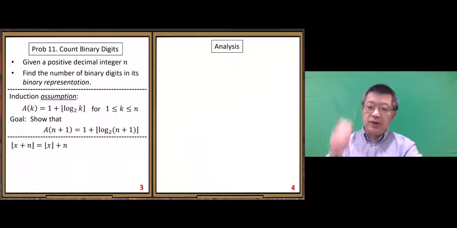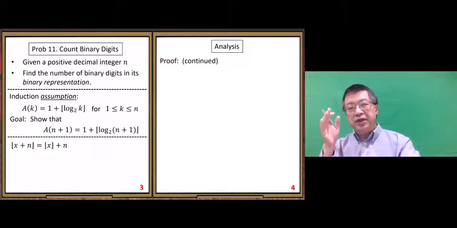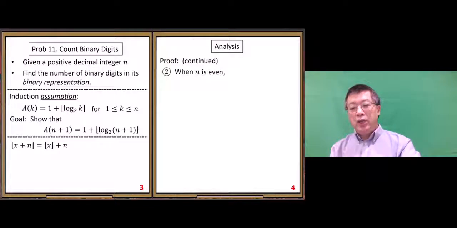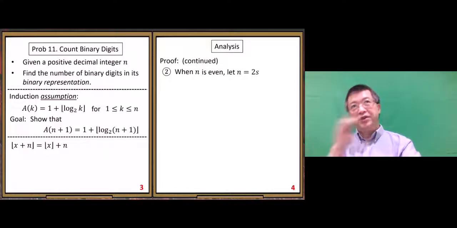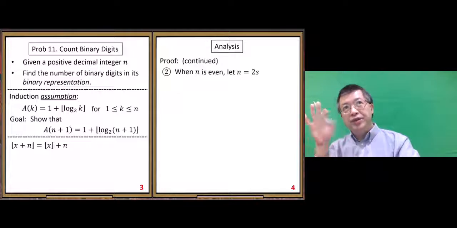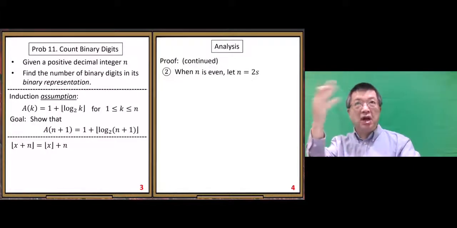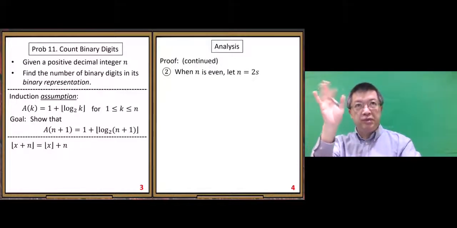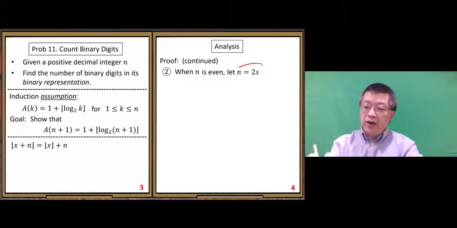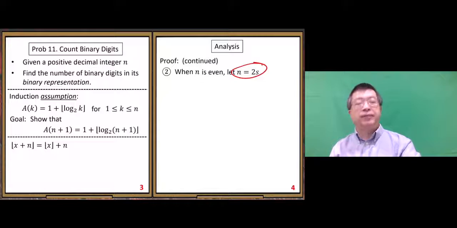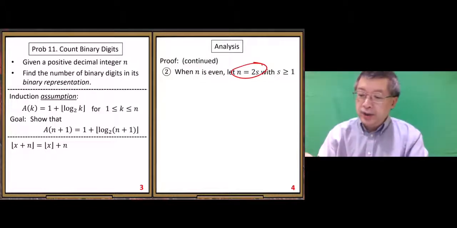All right, so this side, let's do the even case. When n is even, we represent n as 2 times s. So we still use the same way as we used before, but this time we need to use our formulas for the new expression of n.